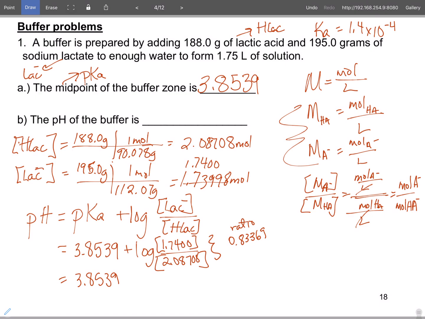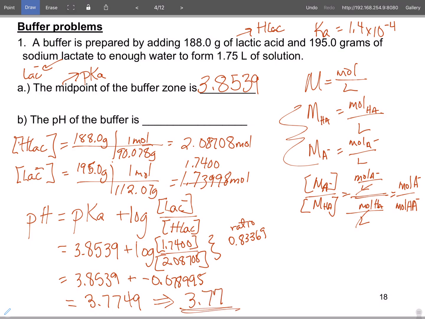if you don't go ahead and do the ratio and you put it in your calculator, it's going to work on order of operation. So unless you put the conjugate and the acid in parentheses, it's going to take the first one but not the second one in the log. Plus a negative 0.078995, which comes out equal to 3.7749, which means my pH is 3.77.